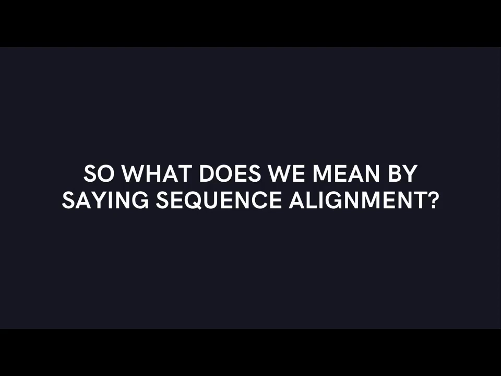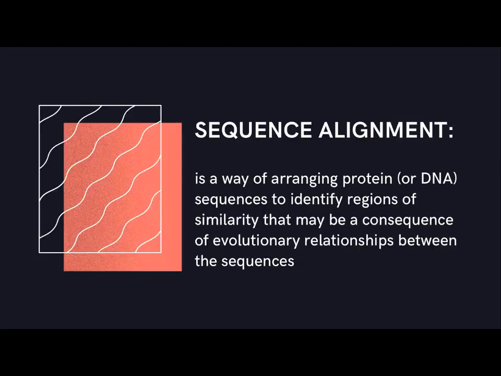First, what is sequence alignment? Sequence alignment is the process of comparing and detecting similarities between biological sequences. This helps us to identify regions of similarity that may be a consequence of functional, structural, or evolutionary relationships between the sequences.